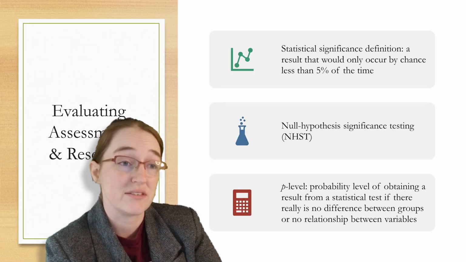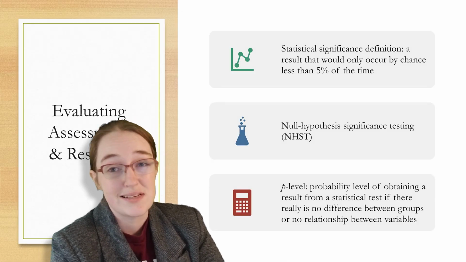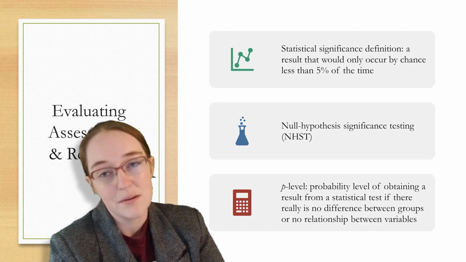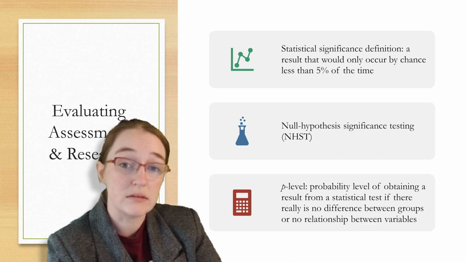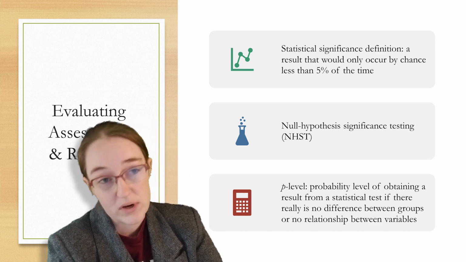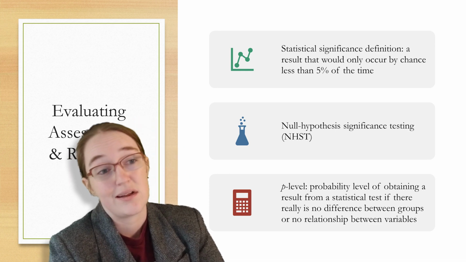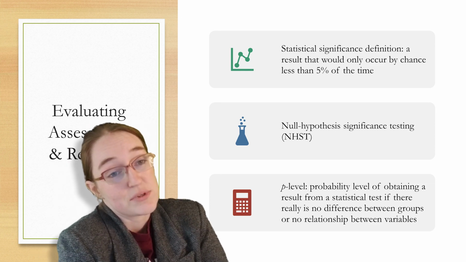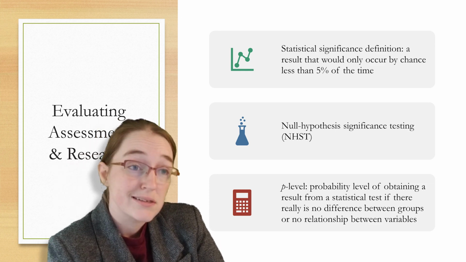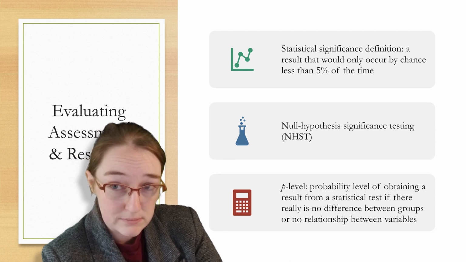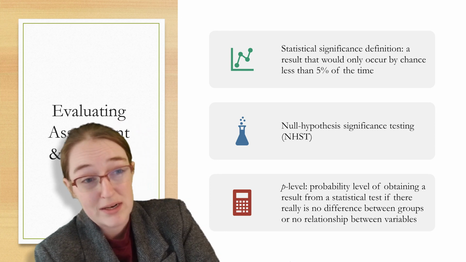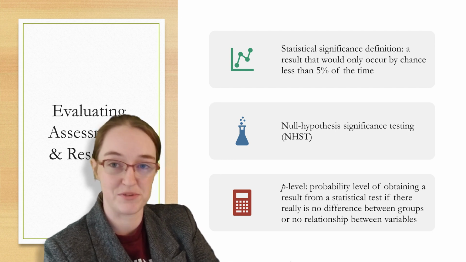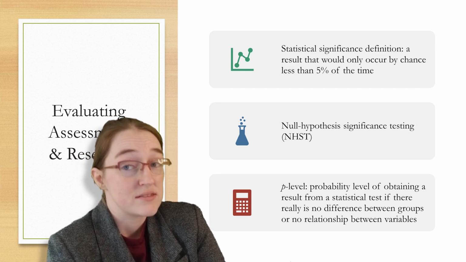So statistical significance is this idea that a result is real, that it's meaningful. But from a more technical standpoint, it is a probability. It's the idea that a result would only occur by chance 5% of the time. You want your result to be meaningful and not just random chance, but things happen.